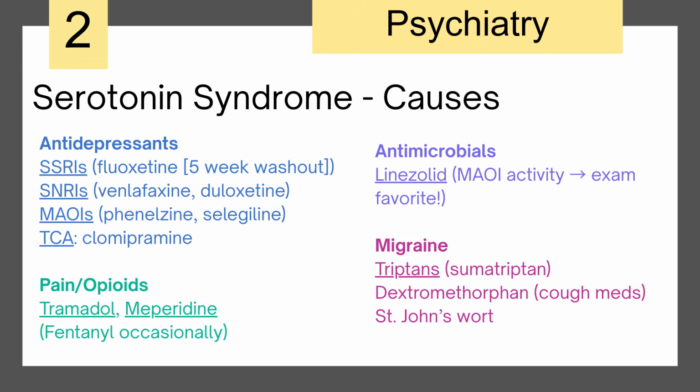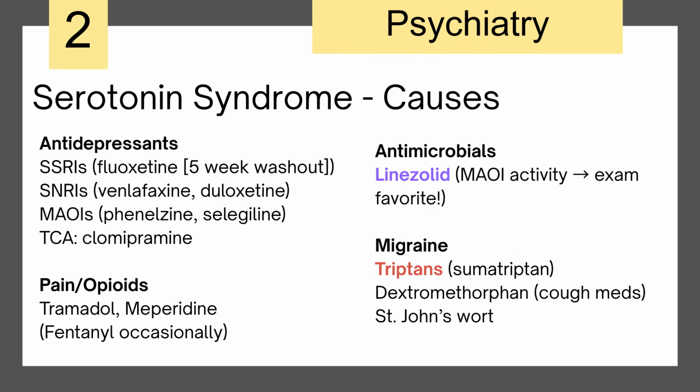Here I just have a chart for causes of serotonin syndrome which can show up on the exam. Take a look at the antidepressants. Basically, all antidepressants cause serotonin syndrome, at least the typical ones. Other exam favorites are linezolid and triptans. And of course, St. John's wort. That medication seems to find its way into every exam.